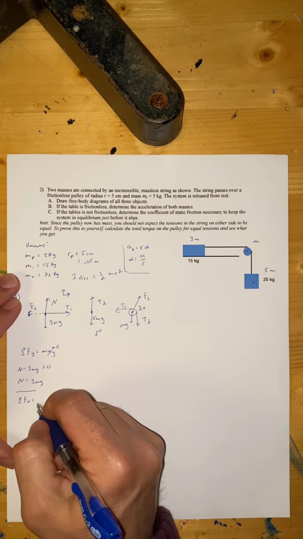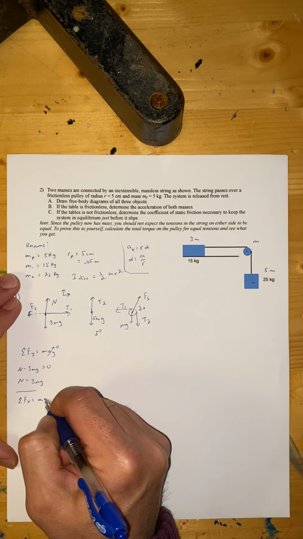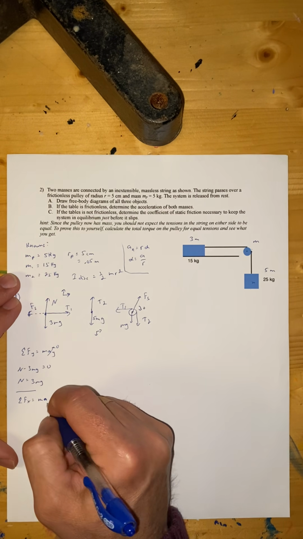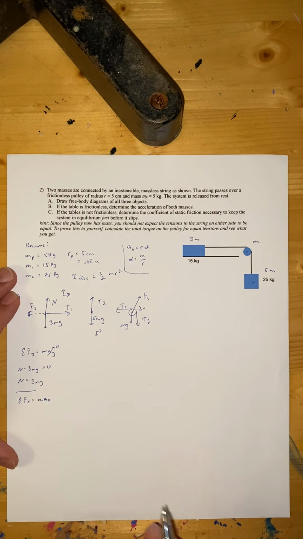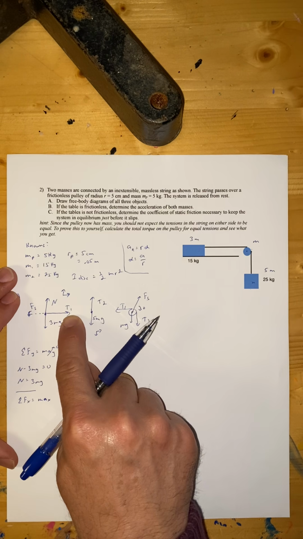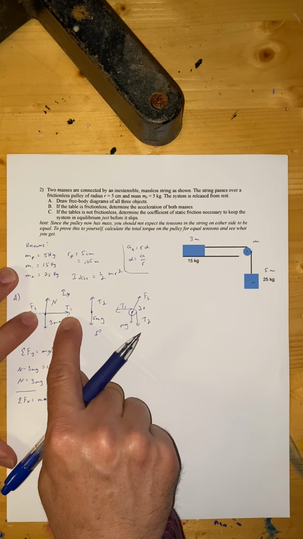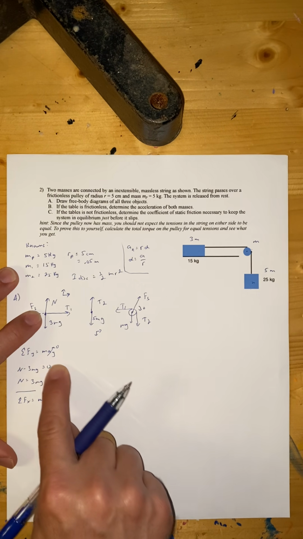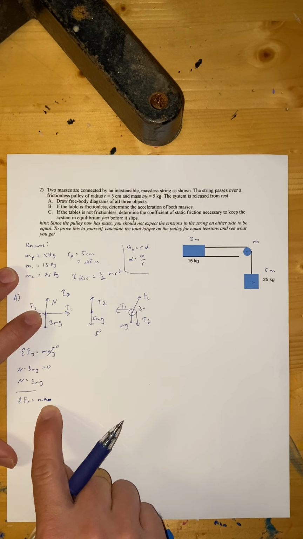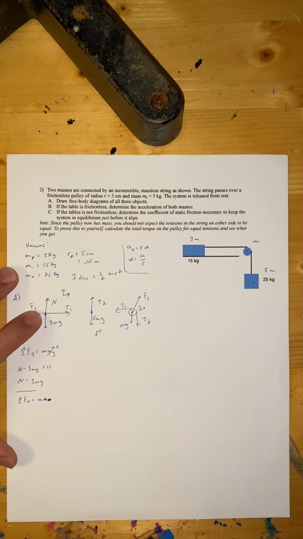I've only got T1, but that's ma. I'm just going to call this m. Well, we'll call it a sub x. That's fine. No, I'm sorry. Let's get rid of that because this is the only real acceleration that I have. This just goes to 0. So let's just call it ma to get rid of the subscript. If you want to call it ax, that's fine. I'm just going to call it ma.